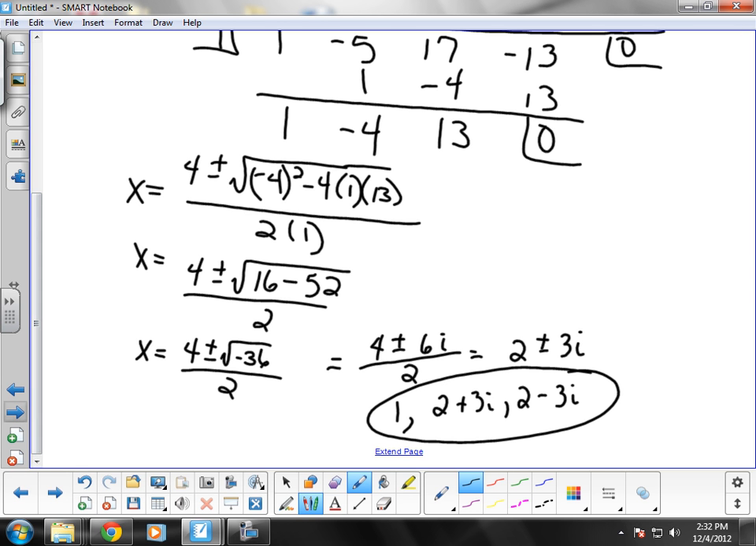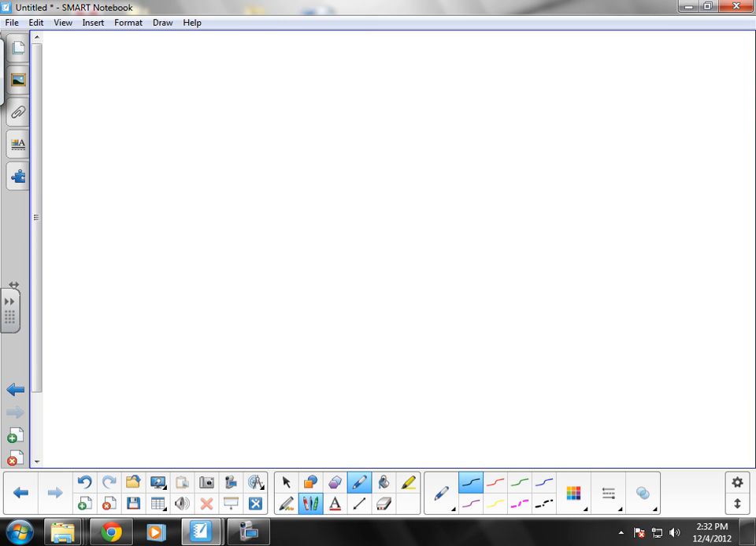Now, the next objective and the last objective, well, maybe I fibbed. There's 5 objectives, so we're on 4. We're almost through. It is the linear factorization theorem.